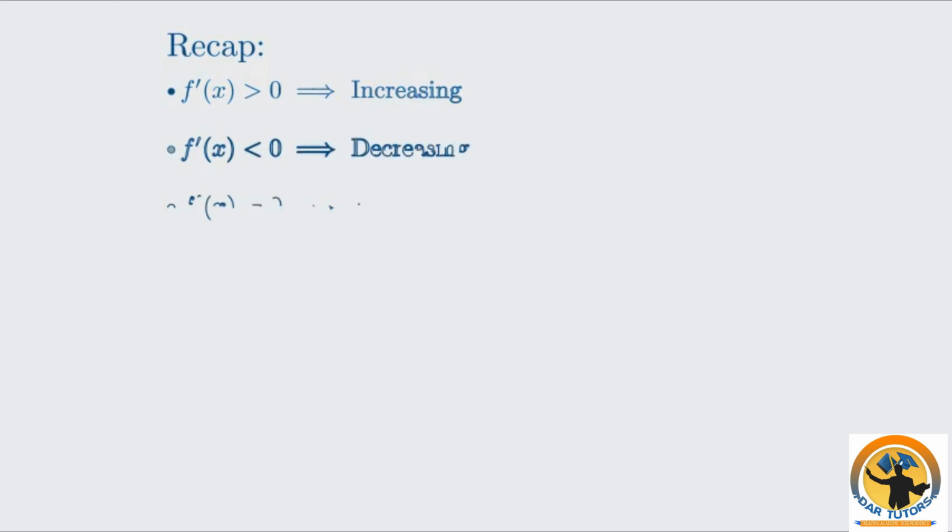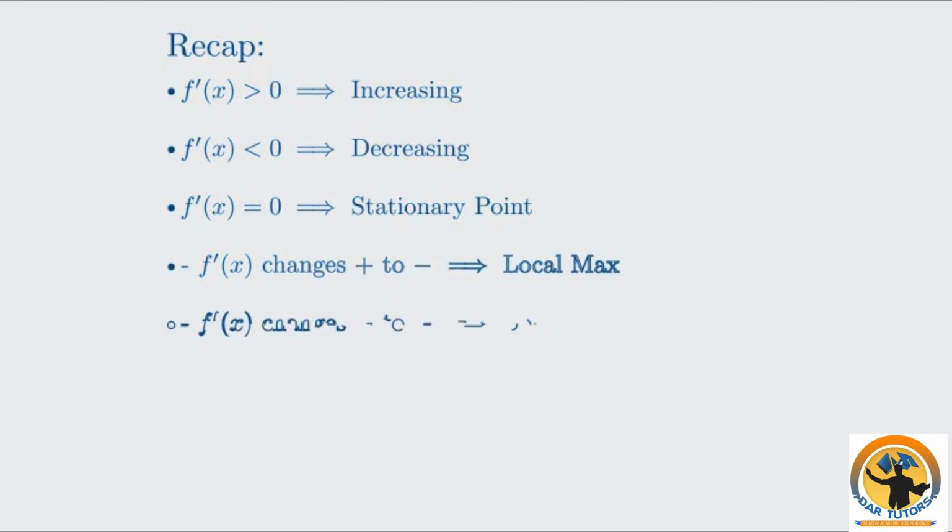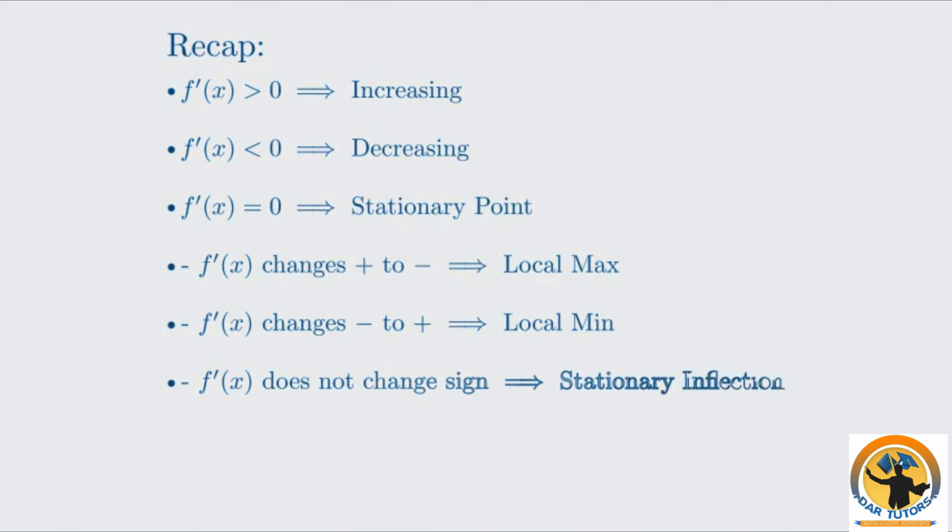Let's quickly recap what we've learned. We've seen that the sign of the first derivative, f prime of x, tells us whether a function f of x is increasing or decreasing. We've also learned how to find stationary points by setting the derivative to 0 and how to classify them as local maxima, local minima, or stationary points of inflection using a sign diagram. These techniques are powerful tools for analyzing the behavior of functions and are essential for success in IB mathematics.